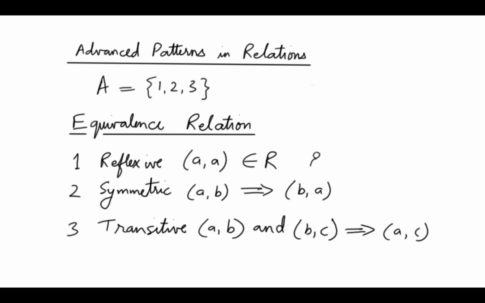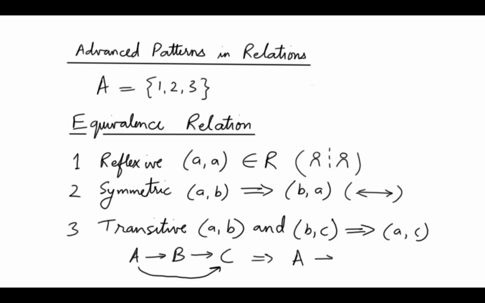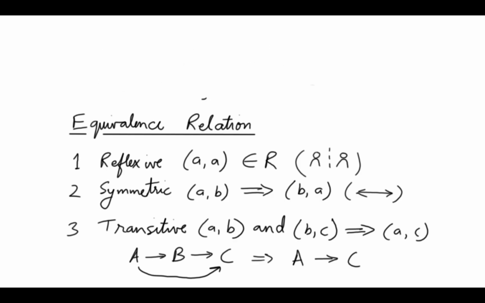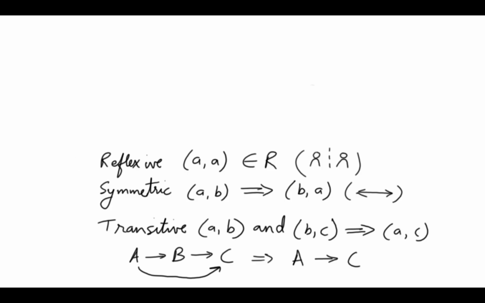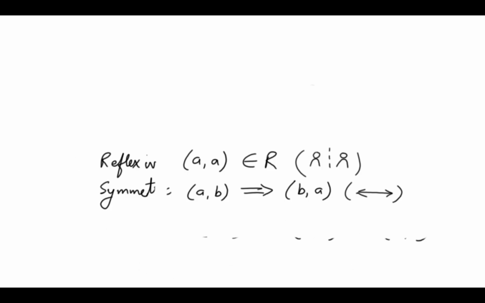Second, it must be symmetric. If there is a link from A to B, there must be a matching return link from B to A. It's a two-way street. Third, it must be transitive. If A links to B and B links to C, then A must have a direct shortcut link straight to C. When a relation checks all three boxes, it's an equivalence relation.